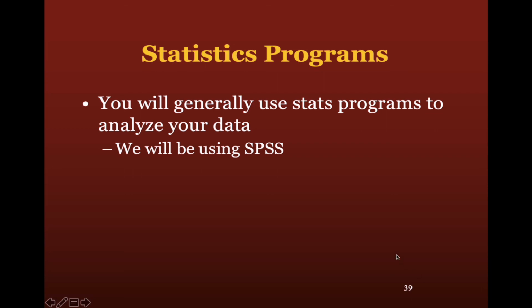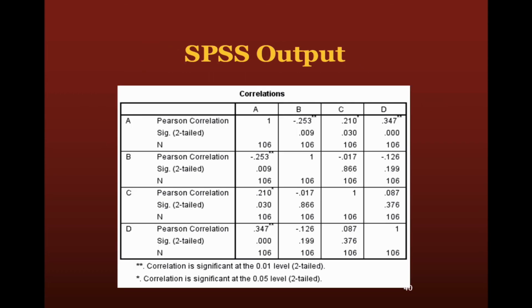Now, to run the analyses that we'll be using in this class, we would normally use SPSS. That's a statistical package that allows you to run a variety of different statistical analyses. And for correlation, what it will provide us is a correlation matrix. So it shows the correlation between the different variables that we want to analyze.